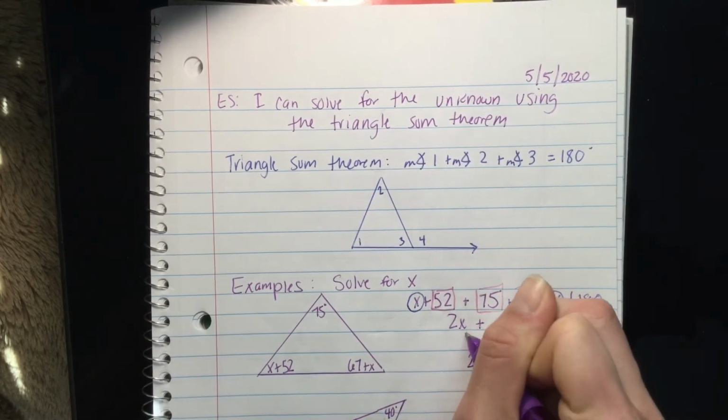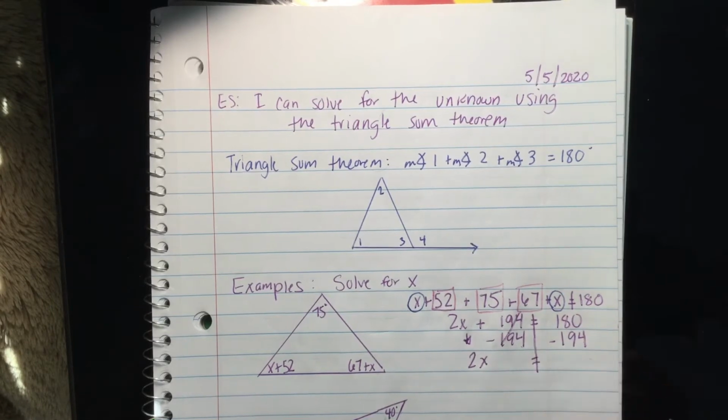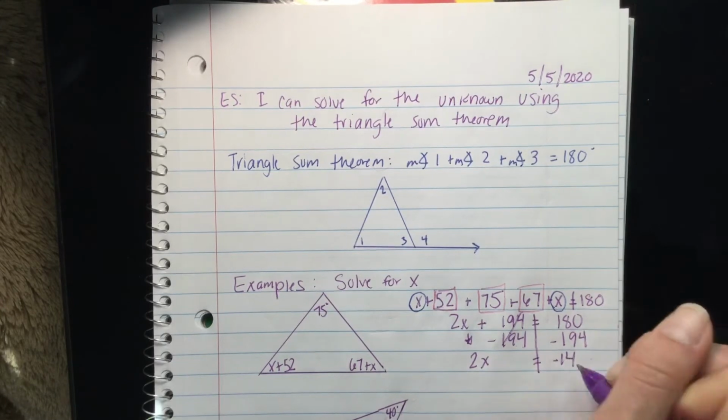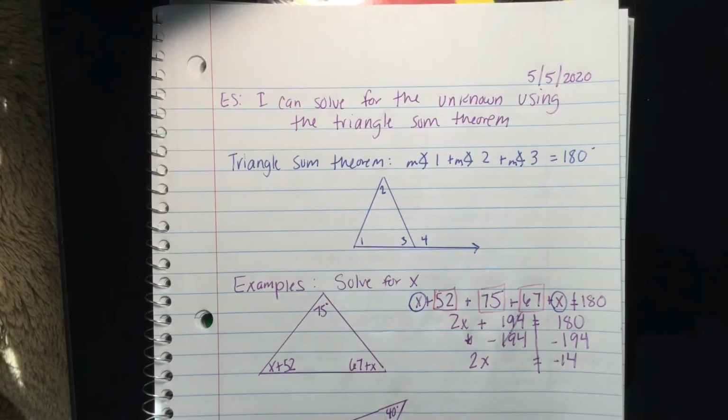So now we have 2x equals, and again, if I'm going too fast for you, please pause the video and slow it down and do it at your own pace. That's the best thing about distance learning. Okay, so 180 minus 194, that is going to be negative 14. And then we have a 1-step equation. So how do we get x by itself? What is attached to the x? The 2. How is it attached? With division. What is the opposite of division?